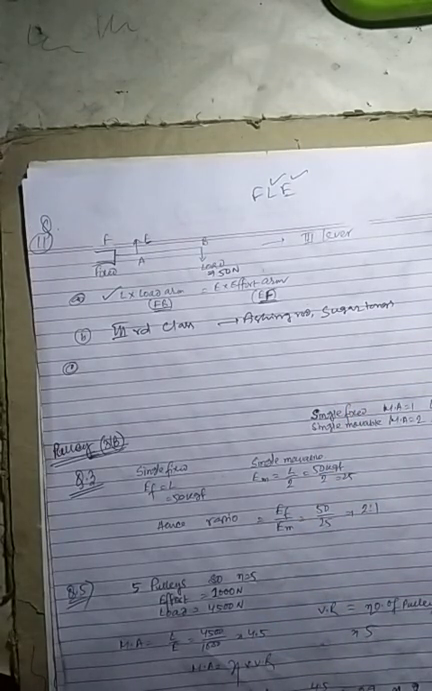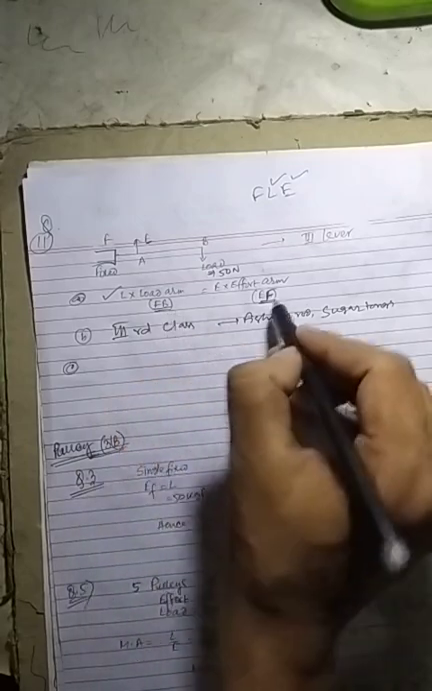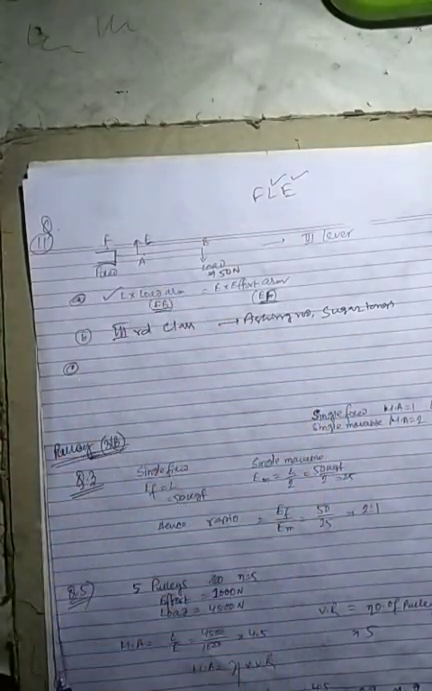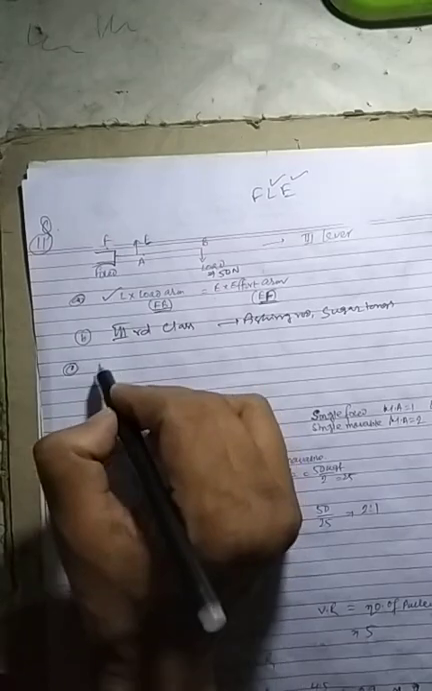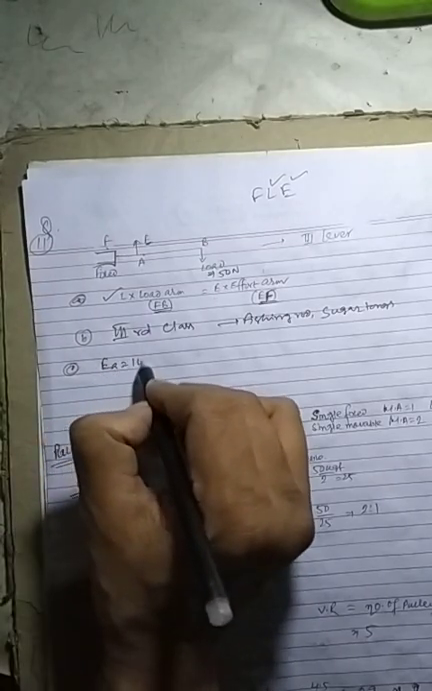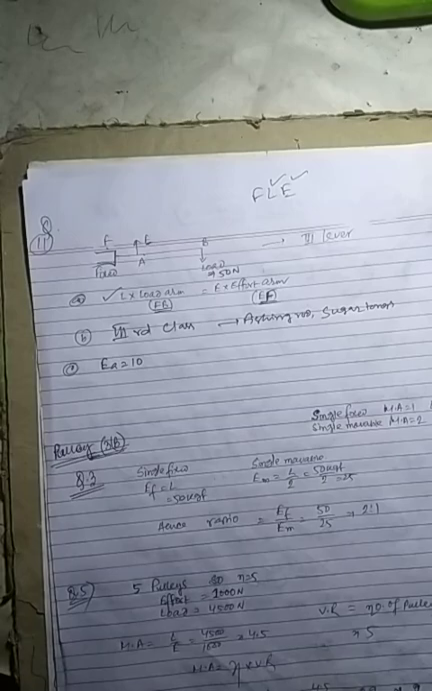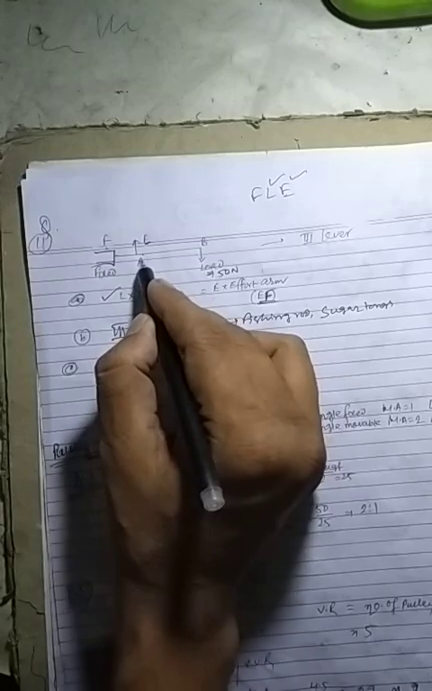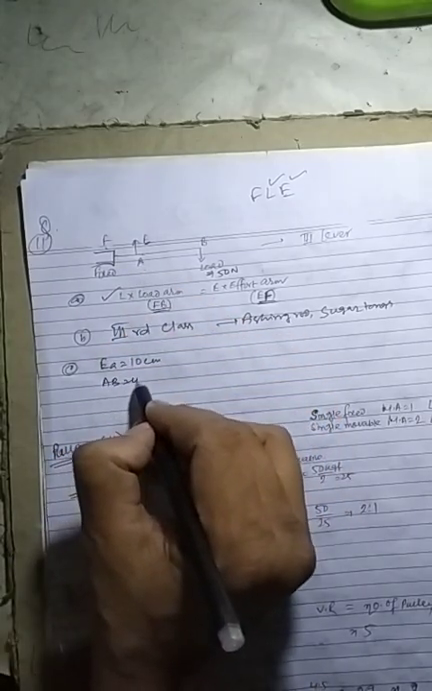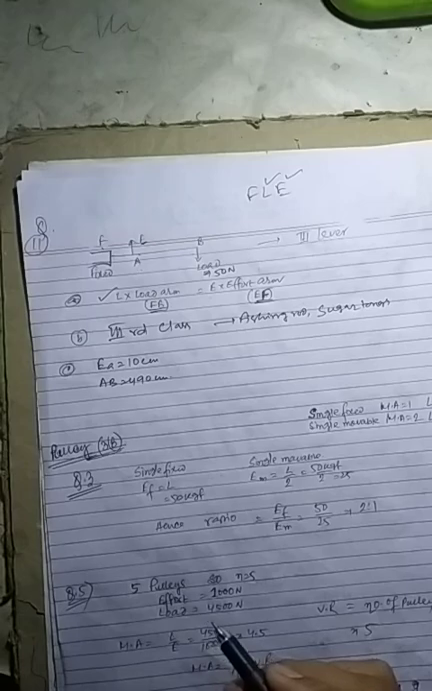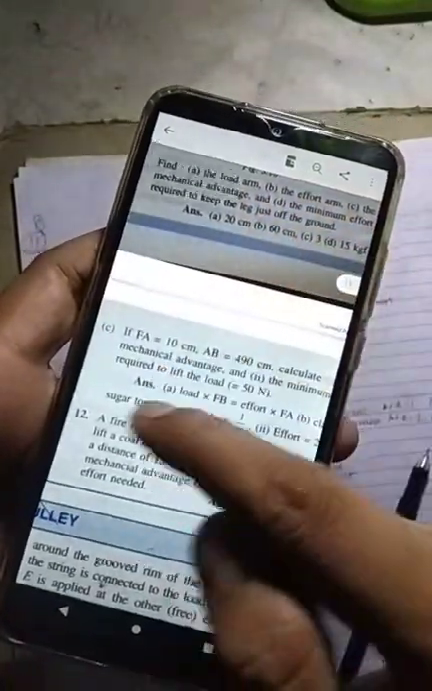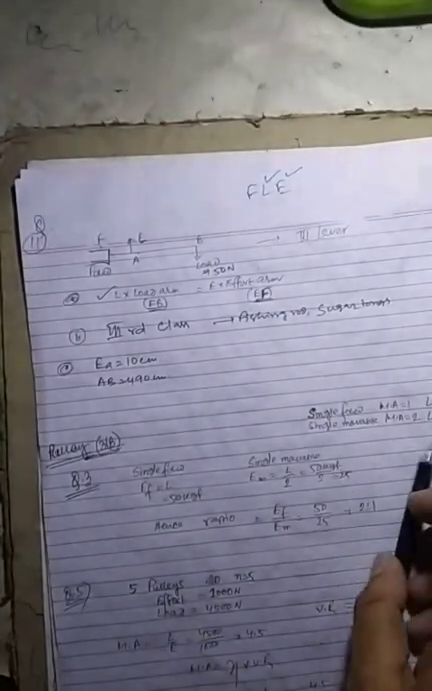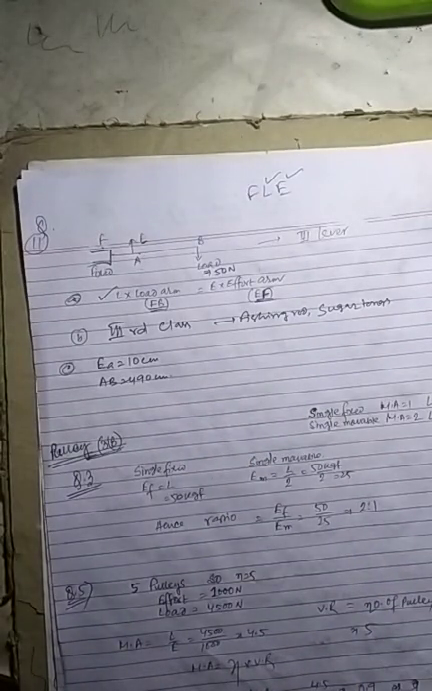Now question number C. FA is given as 10, that means the effort arm is 10 centimeter. AB is 490, students, AB means 490 centimeter. Find the mechanical advantage. Okay, so this is the question. You see, I'm zooming it, this side. So I will calculate this. What will be the mechanical advantage?